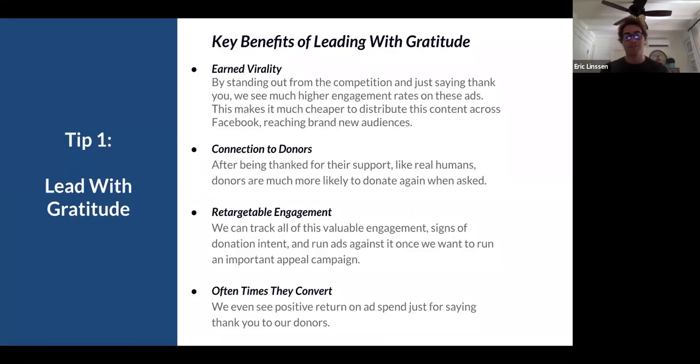Connection to donors, again, just treating them like real humans. Retargetable engagement. If they're liking an ad that says thank you to them for donating and they're engaging with it, maybe they're watching the video the whole time, that's someone who you can then advertise to with a different story when you're actually making a donation and fundraising appeal. And there are a bunch of technical ways you can do that in the Facebook platform. And then the fourth one is just oftentimes they convert. So like those TCF USA ads, we're running ads to say thank you and to thank people for the donations, but sometimes those can even be a fundraising tool in themselves, which is just awesome to see.